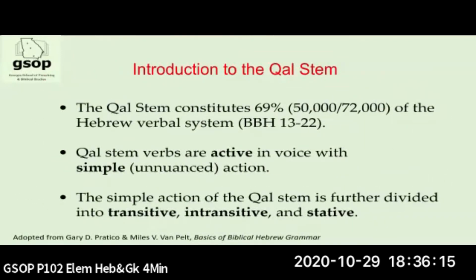And then tonight we're going to move into the Qal or the Pa'al binyan, or stem. The Qal stem constitutes 69% of all the verbal systems. This is one reason why you spend more time in it. It's the majority. Out of the 72,000 verbs, there are more than 50,000 Qal stems in the Hebrew Bible. And so Qal stems are active in voice and simple, unnuanced in action.